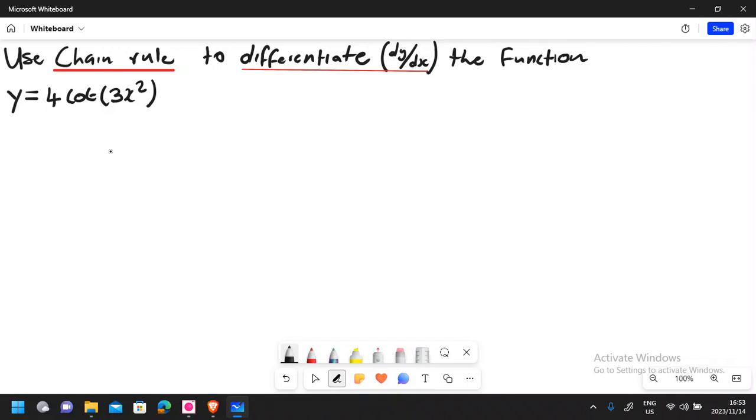Today on this video we'll be differentiating this function here using the chain rule method. Guys, before we start, you can pause this video and try to solve this problem. Let's see if you're going to be able to find the answer.